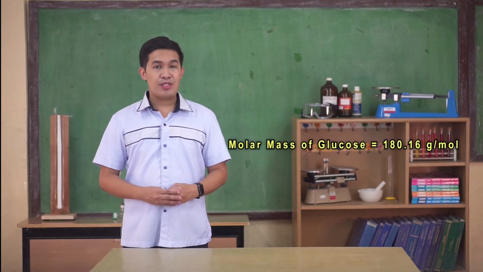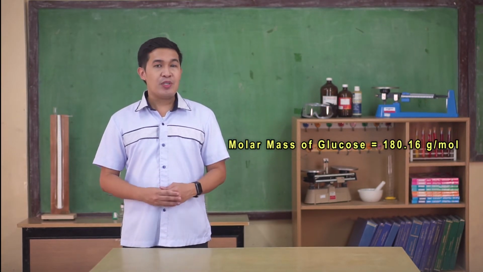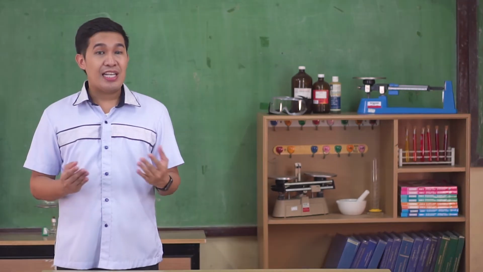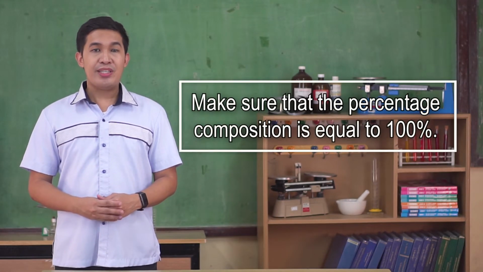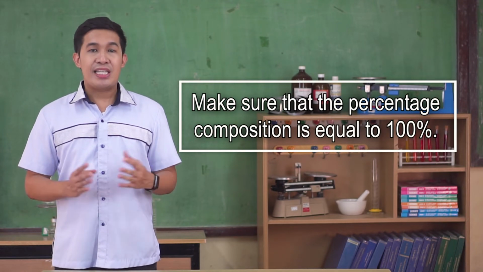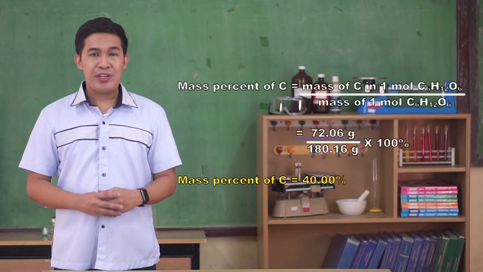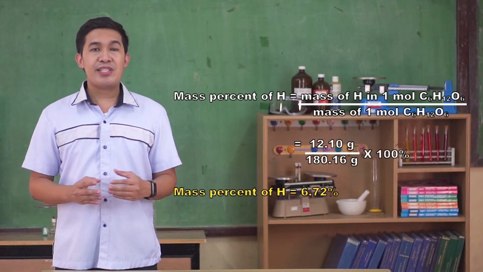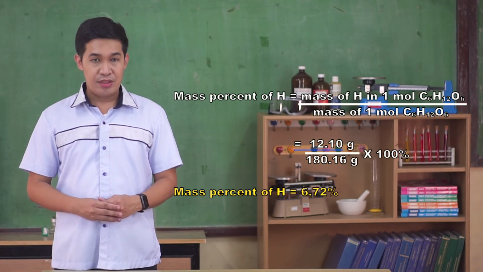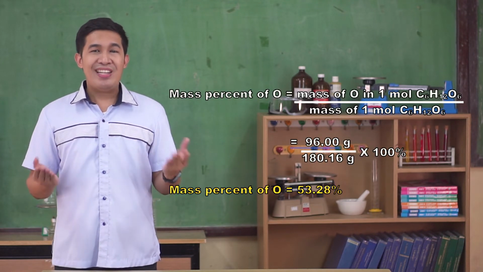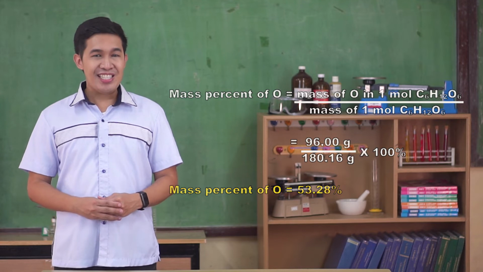Using these values, what is the percentage composition of each element in the compound? As you sum them up, make sure that the percentage composition is equal to 100%. If you get 40% for carbon, 6.72% for hydrogen, and 53.28% for oxygen, well done! You got the correct answers!